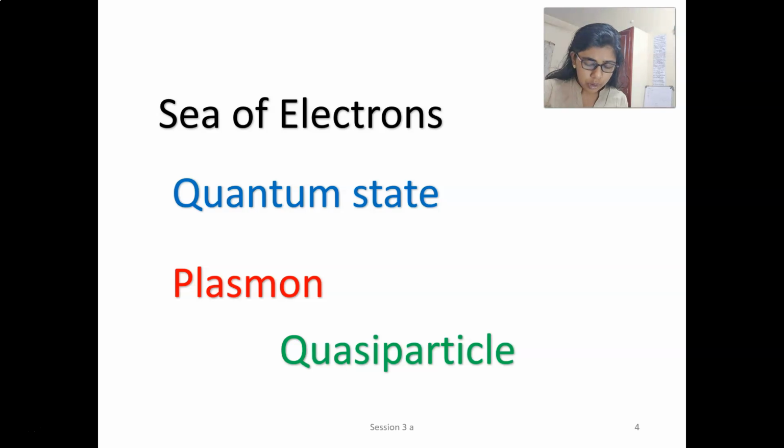So all these electrons in this particular metal will be members of a single quantum state. You have to look into different books to understand terms in depth, like quantum states, plasmon, quasi-particle, etc. We'll just be mentioning these terms to understand what happens during the surface plasmon resonance.